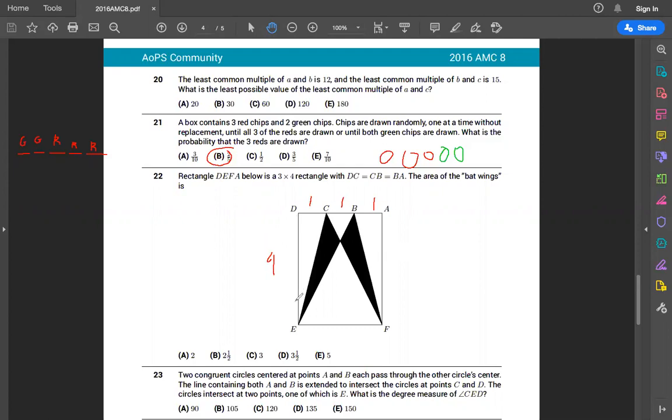So bat wings are not very easy to calculate, but what we can do is use the area of the rectangle, which is 12, 3 times 4, and subtract every white triangle that we see. So we can start with EDC. There's a right angle here, so we can use base times height divided by 2. 1 times 4 divided by 2. This triangle has an area of 2. Same on the other side.